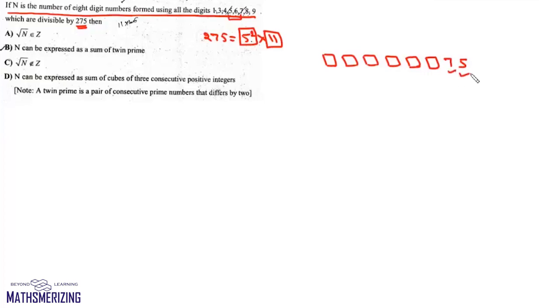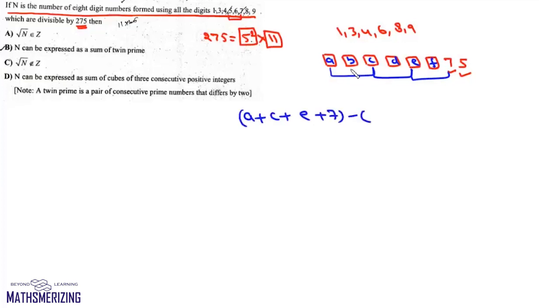So these two places, they are fixed. Now we have to distribute these remaining numbers 1, 3, 4, 6, 8 and 9 so that this number is also divisible by 11. Now suppose this is A, B, C, D, E and F. Now it is divisible by 11 when the sum of digits at odd places, which is A plus C plus E plus 7, minus the sum of digits at even places, which is B plus D plus F plus 5, must be a multiple of 11.